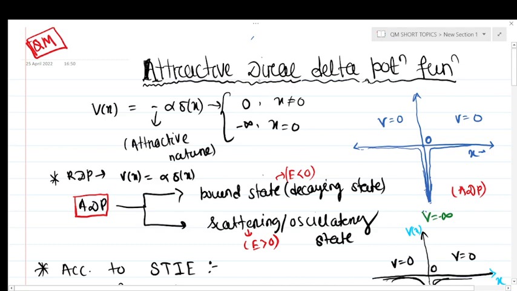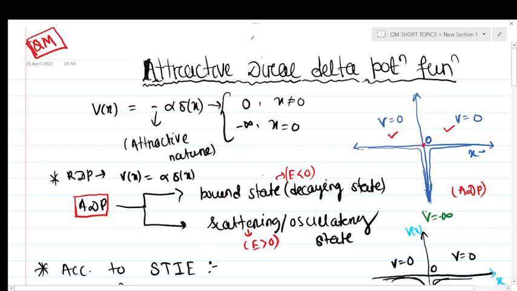As the name suggests, attractive Dirac delta means the potential is of this form. V of x is equal to minus alpha delta x, and the negative sign is due to the attractive nature. For the attractive delta potential, when x is not equal to 0, the potential is equal to 0. But when x is equal to 0, the potential tends to minus infinity. That's why this is the attractive delta potential, and a spike comes at the origin.